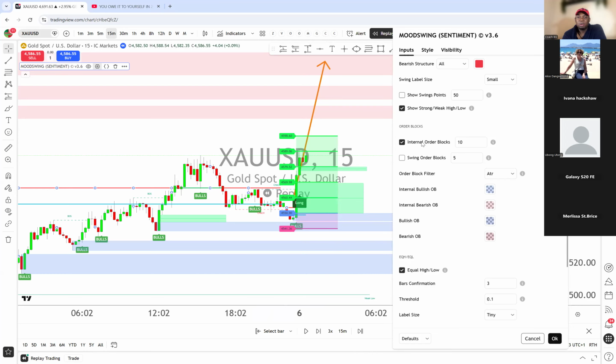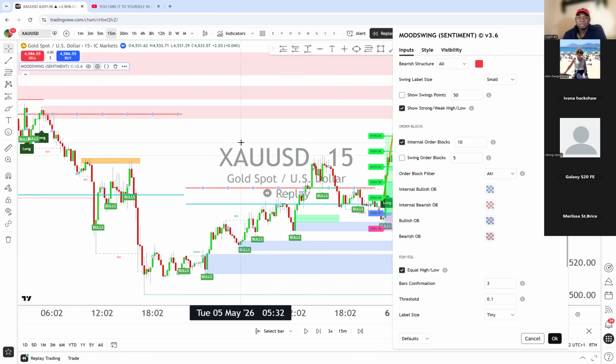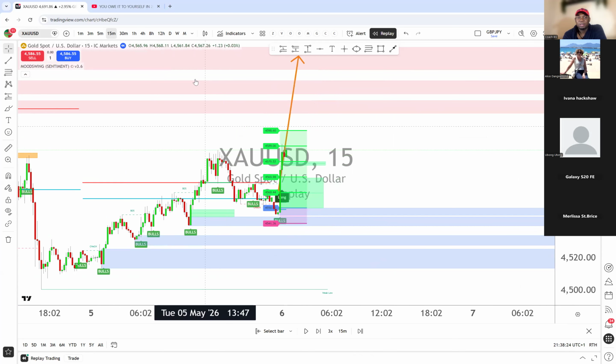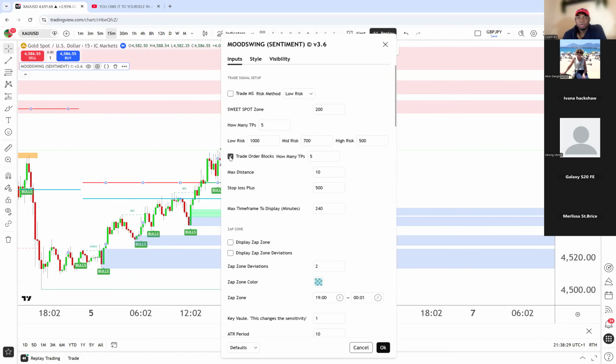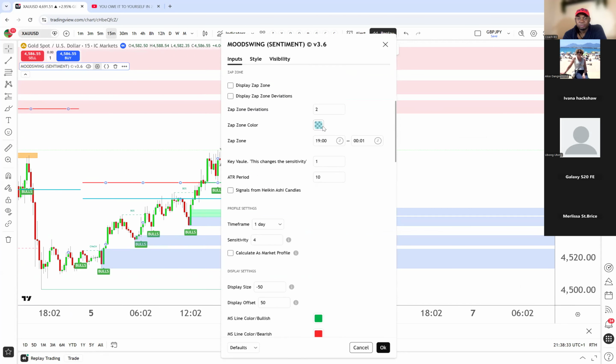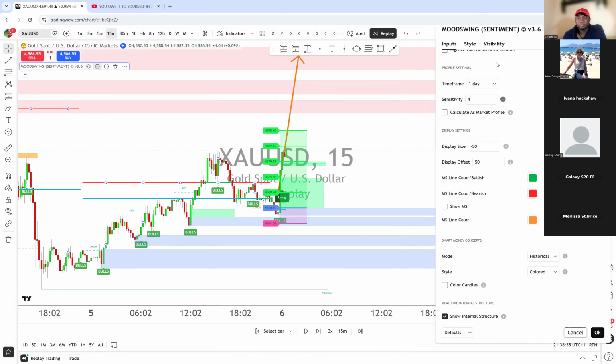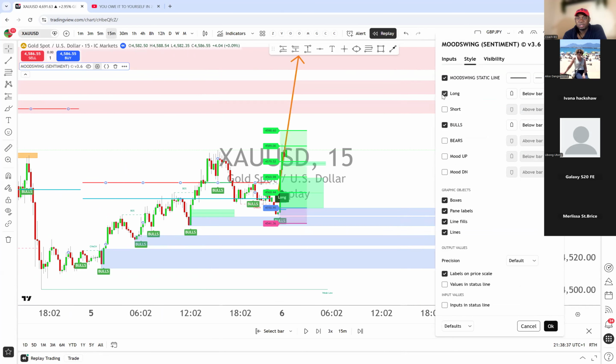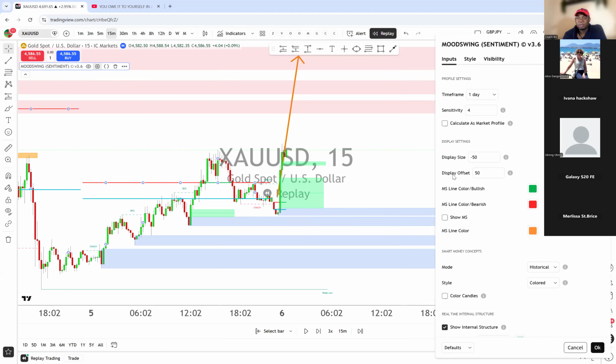So internal order blocks are simply these blue lines or this red line, supply and demand zones, if we want to call them that. Same thing. So we are going to switch this trade order block off for now. I'm going to switch these longs off for now. Clears up our chart. So we go back here.